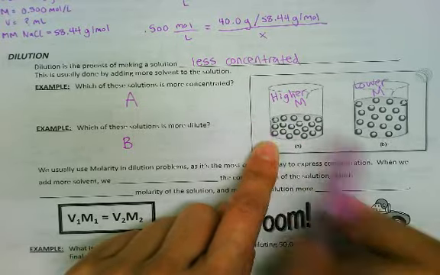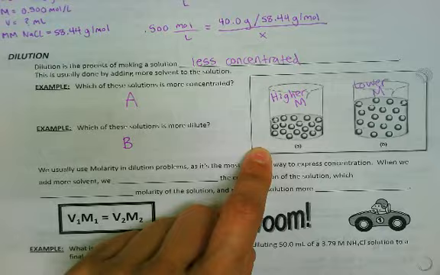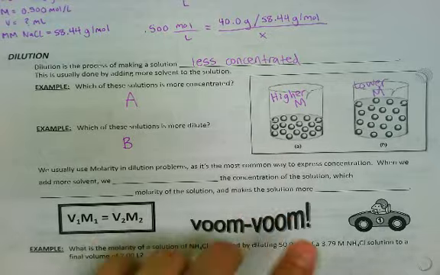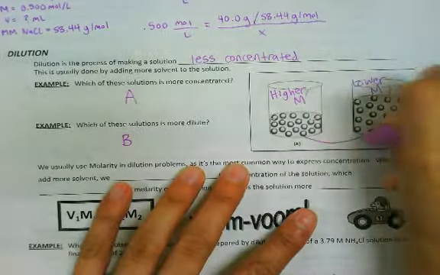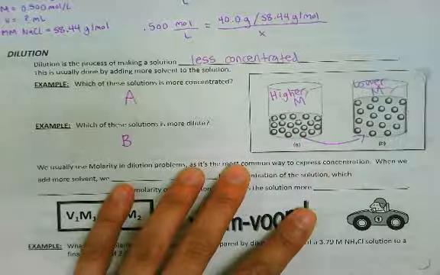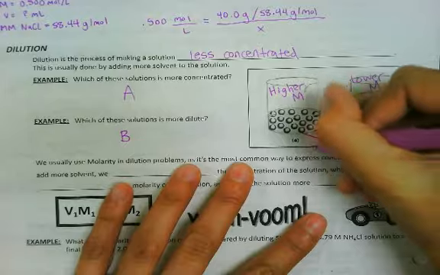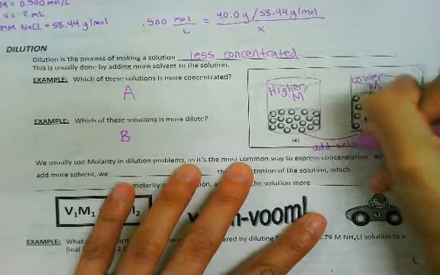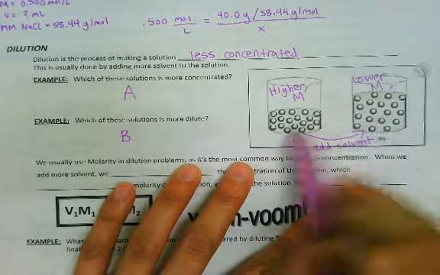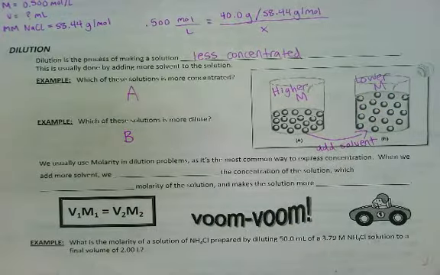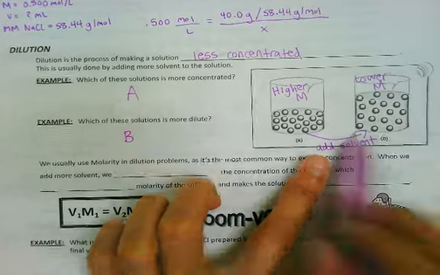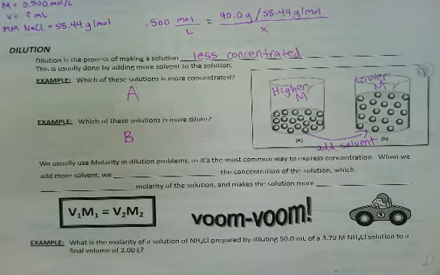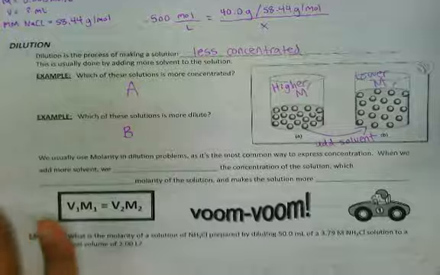Did we take out solute or did we put in more solvent? We put in more solvent, okay? So in this specific case, this became more dilute because we added solvent here. So if this was a solution of, say, water and salt, what we did is we added more water. We added more solvent, the thing that is doing the dissolving.